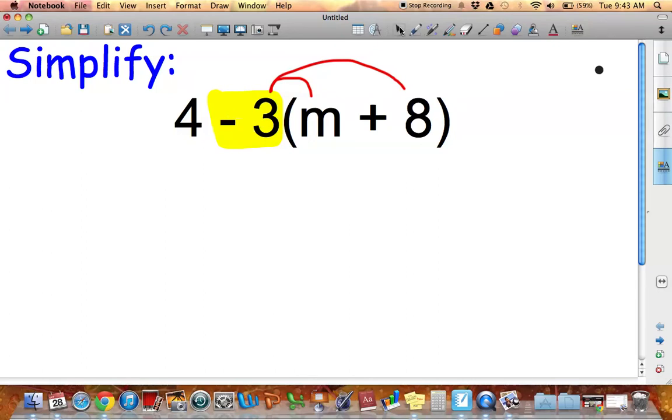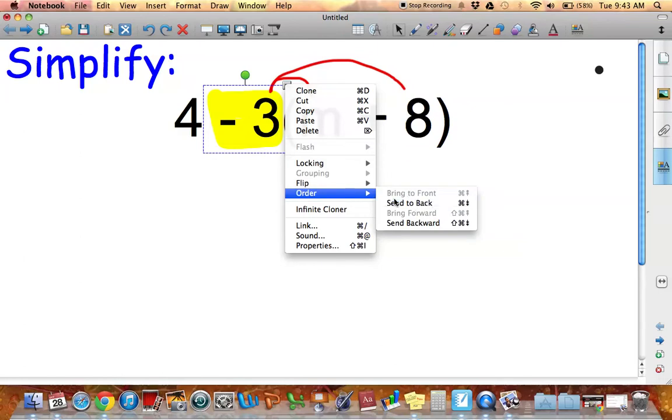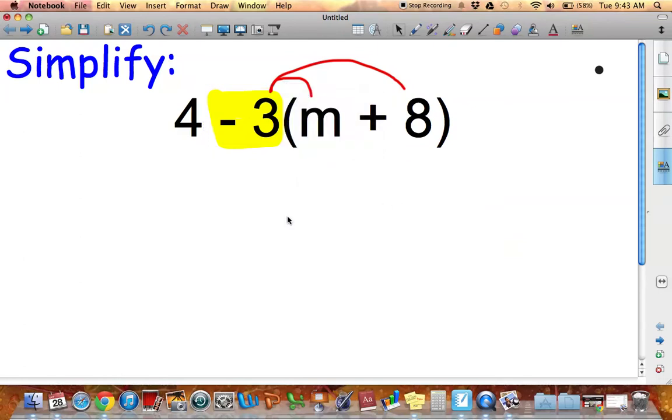That's oftentimes really tough for kids to see. So try to get in the habit of thinking which terms are positive, which terms are negative. It'll help you when you start working with more complex stuff. Okay, so let's actually get down to distributing. This 4 is just going to be hanging out, so that's going to carry down. Nothing's going to change.